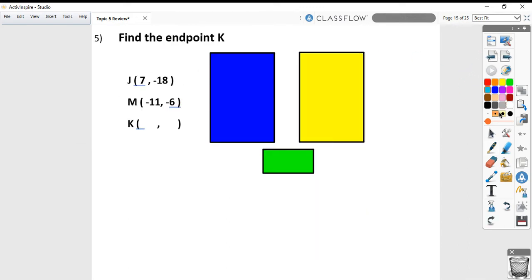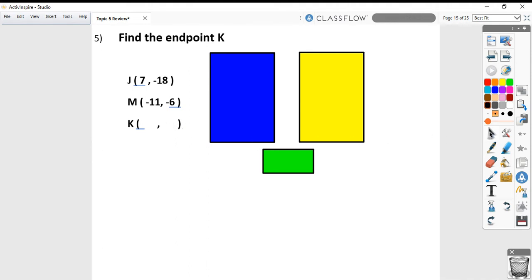Going now to number 5. A lot of people looked at number 5 and they decided to find the midpoint in between J and M. But that's not what this problem is asking for. This problem is saying that J is an endpoint, K is an endpoint, and M is the midpoint. M is the middle. Okay, so when we find the midpoint, the way we find the x and y coordinate is by taking the average of our two endpoints. So this negative 11 is the average of 7 and some other number that's going to go right there. This negative 6 in the midpoint is the average of negative 18 and some other number that's going to go in our answer.